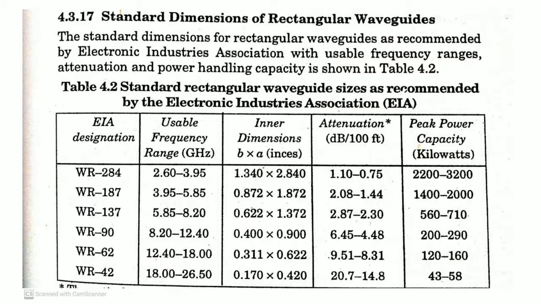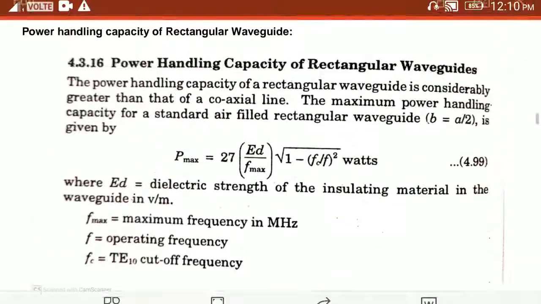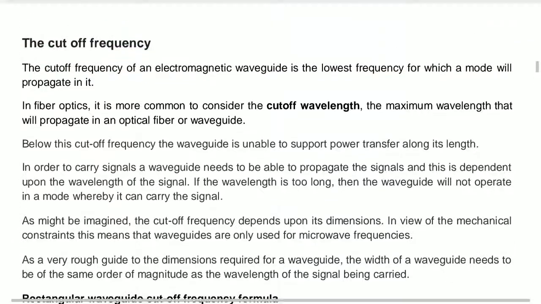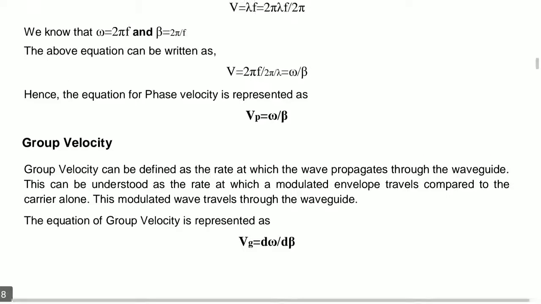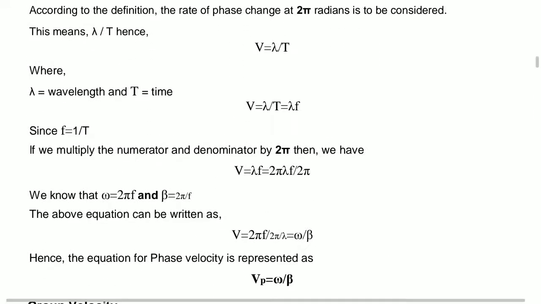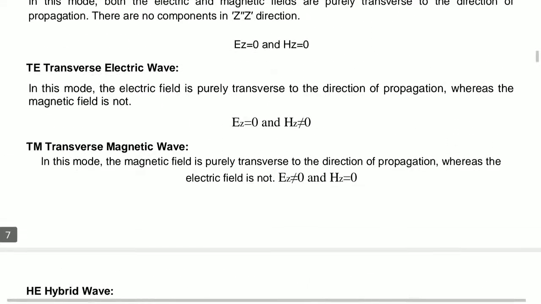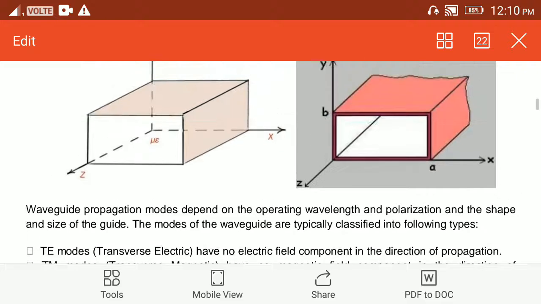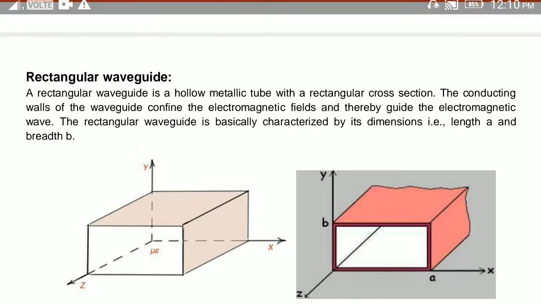So this is all for today's session. Please remember today's points: we have seen the dimensions of the waveguide, the power handling capacity of the rectangular waveguide, along with the definitions of propagation, that is cutoff frequency, group velocity and phase velocity. Then 3 to 4 types of modes, their simple equations, and the basic structure of the waveguide. So thank you for this session.